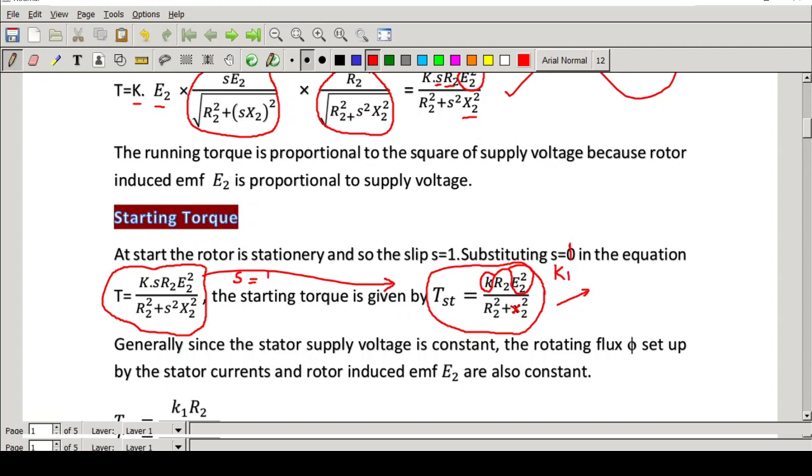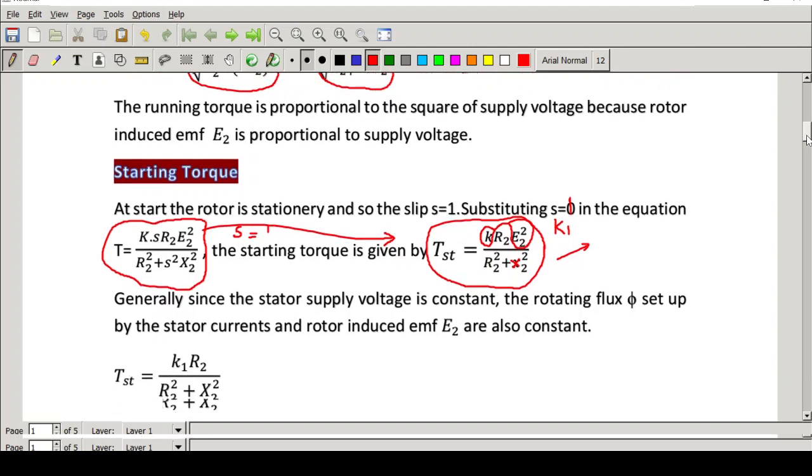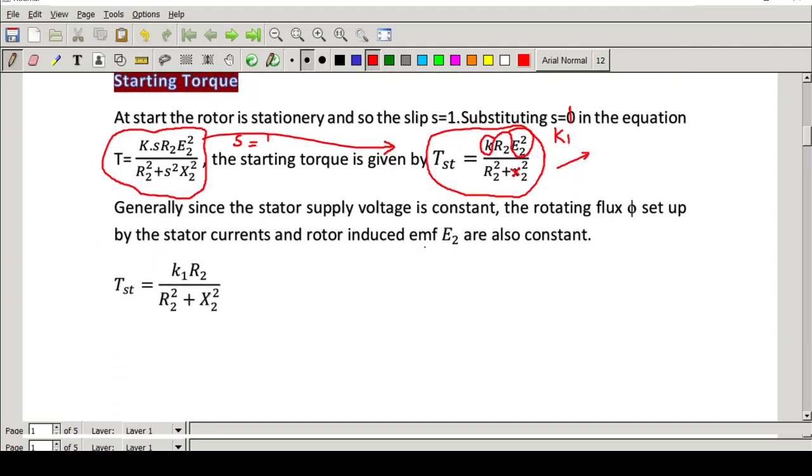So how did we get K1? K1 is equal to K into E2 squared. Now K1 is a new constant. So applying that, when we rewrite the equation, we will get it something like this. That is K1, what is K1? K into E2 squared. So TST is equal to K1 into R2 by R2 squared plus x2 squared. So I will write it here: K1 is equal to the constant K into E2 squared. This is just for simplifying the equation.